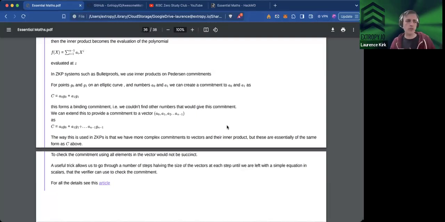We can do this recursively. We can go on breaking things down further and further until we get to something that is very simple and can be checked very easily. So that is why we go through this process of breaking things down. It's a way of breaking down something that would be large, complex and difficult to check into something that is much easier to check.